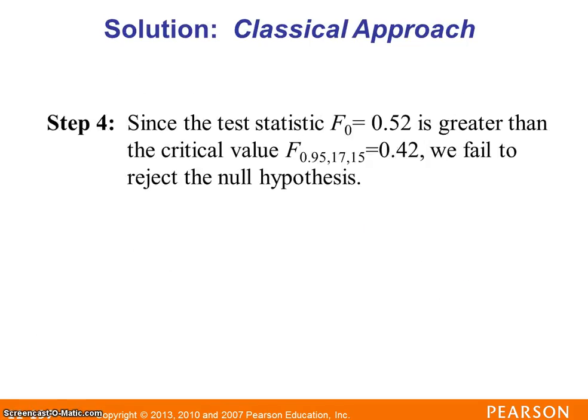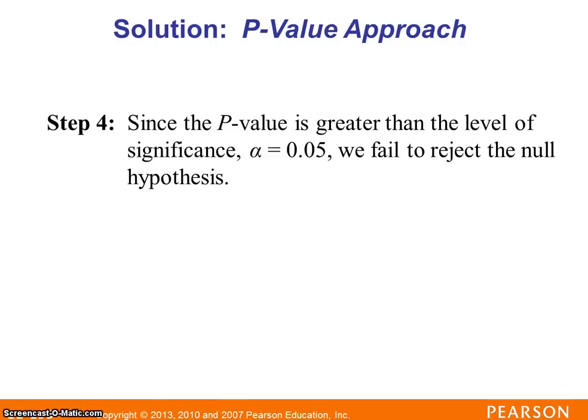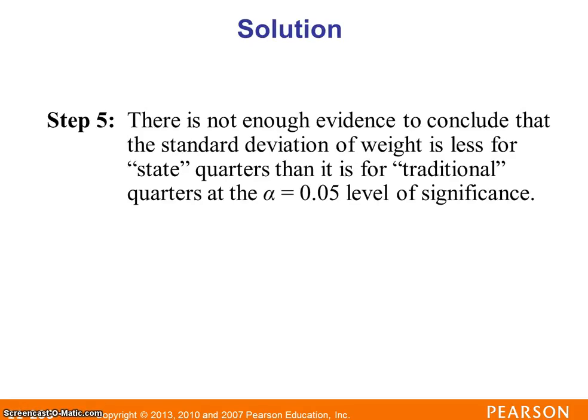In this case, since the test statistic is greater than the critical value, we do not reject the null hypothesis. If you're going to use the p-value approach, I guess you could try to use tables to calculate the p-value, but using technology will typically be more accurate. The solution should be the same whether you're using the classical or the p-value approach, right? You would not reject the null hypothesis. And then don't forget to state the conclusion in words. So there's not enough evidence to conclude that the standard deviation of weight is less for the state quarters than it is for traditional quarters.